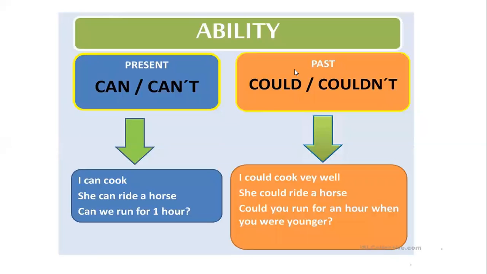Okay, teacher, good evening. Good evening. Please go ahead. Okay, present can, can't. I can cook. She can ride a horse. Can we run for one hour? Excellent, thank you. William, can you please help me to read the second, the past, could and couldn't?